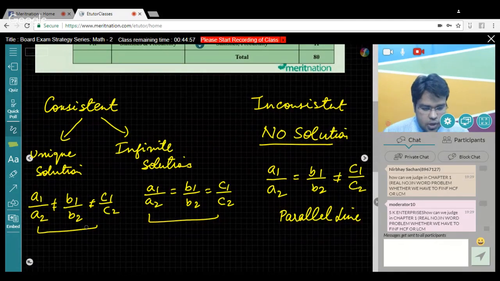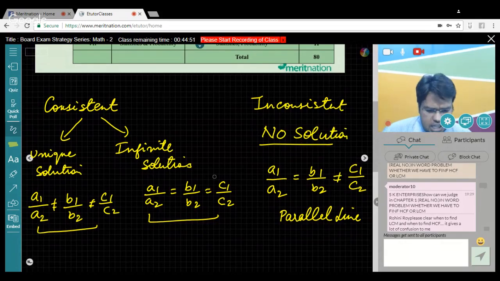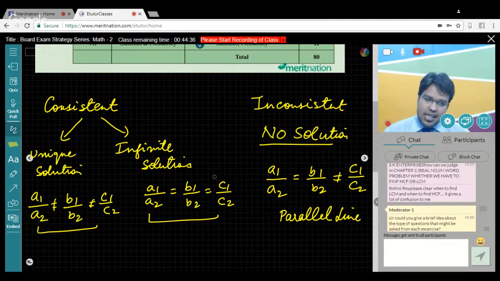Can we judge in chapter 1 in a word problem whether we have to find HCF or LCM? Yes, absolutely. A very important question, as asked by SK Enterprises: how do we judge whether we have to find the HCF or the LCM? Look for the term highest common factor, or look for the terms greatest and least. That's the basic identification. Also, you have to apply your common sense in every question.